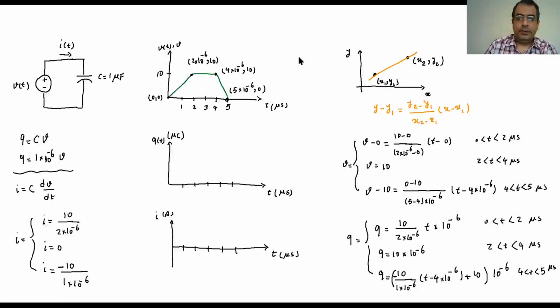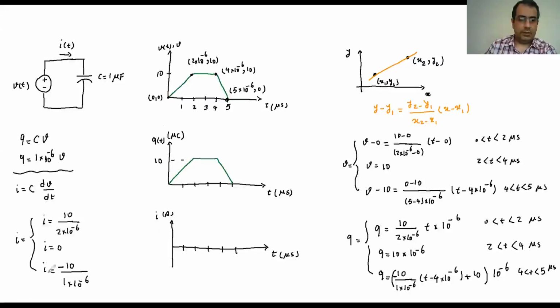So if you draw these three equations, this is what we are going to get. It's similar, so it's going up, and then it's going to become 10, and then it's going down to 0. At this point it's going to be 10, and because I put the micro here in the units, that 10 to the negative 6 goes away.